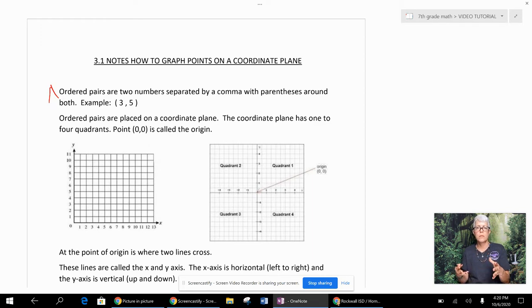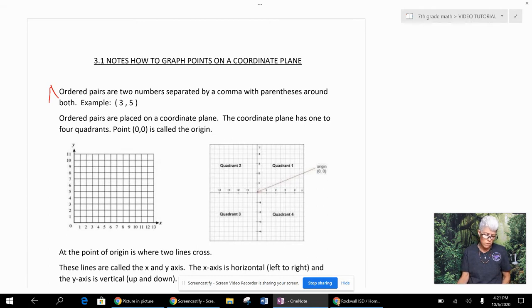It's the same with parentheses. If you just list two numbers, and maybe you put a comma between them, but you don't put parentheses around them, or you just put two numbers, it's not really an ordered pair. Every time you write an ordered pair, there's got to be a comma in between the two numbers and parentheses. Ordered pairs are placed on a coordinate plane.